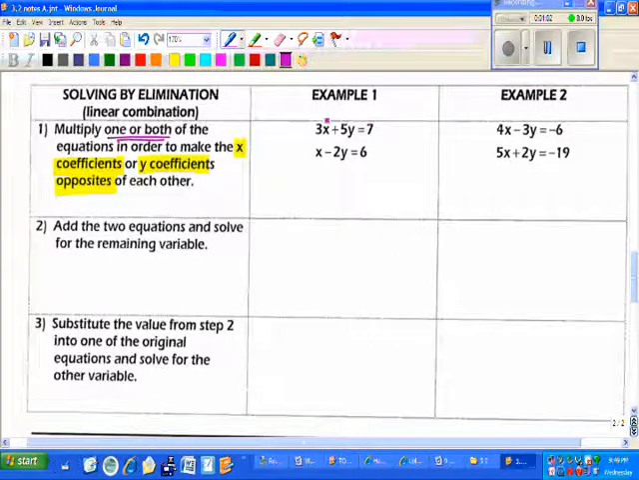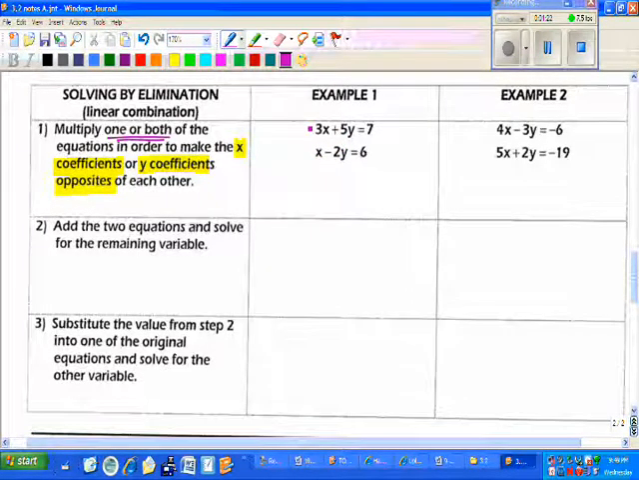So, if we look at the first example, we either need these two to be opposites, so that means one positive, one negative, but the same number. Alright, so we could have a 3x and a negative 3x. Here, these could be opposites. This one will be a little bit tougher. Those don't go together as well.